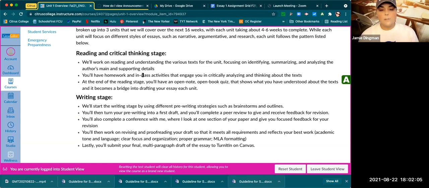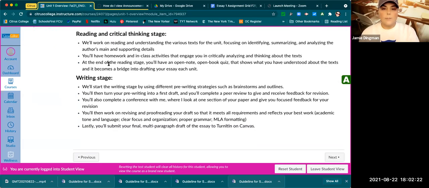You're going to be doing different homework and homework activities. We don't really have in-class activities because we're online and asynchronous. But the activities are designed to help you engage with the text and, like I said, also help you develop reading and note-taking strategies. We'll go through the reading and critical thinking stage in every unit, reading those texts, breaking them down, discussing them.